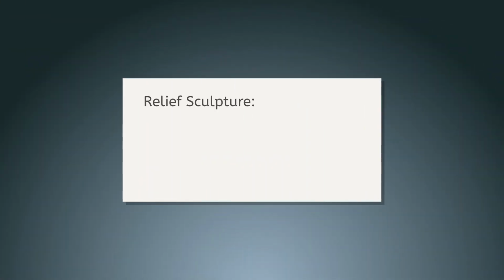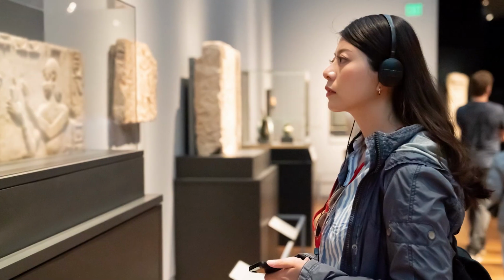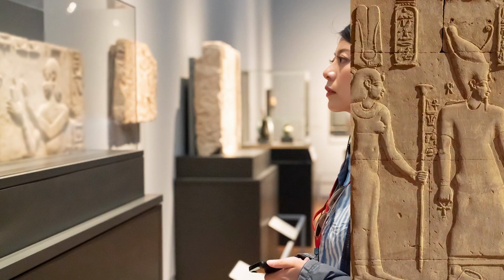While pieces like David are meant to be admired from all sides, another sculptural style focuses our attention from a primary viewpoint. Enter relief sculpture. Here, artists craft imagery on flat surfaces with designs that project outward, playing with depth and shadow. Depending on how much they protrude, we call them high or low relief.